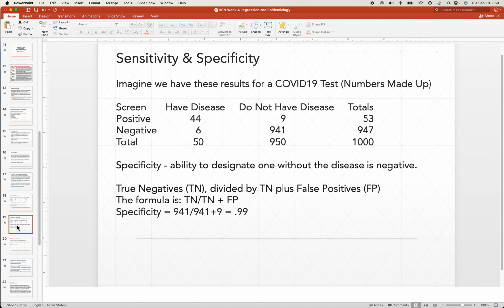So our true negatives, if you notice, we had all of these people took the test. 941 came up negative for COVID 19, and they actually did not have the disease. So those were true negatives. We divide that number by the same factor, the true negatives, plus the false positives. A false positive is those who show up as positive but do not have the disease. And so here, when we divide the 941 by the 950, we get a specificity of 0.99.